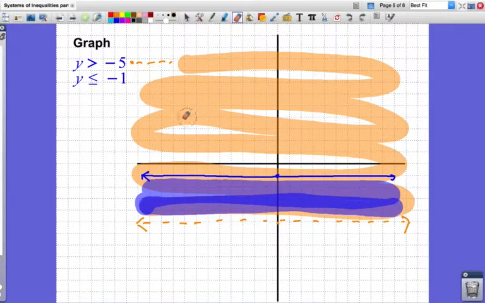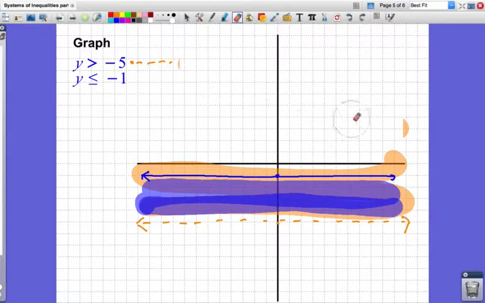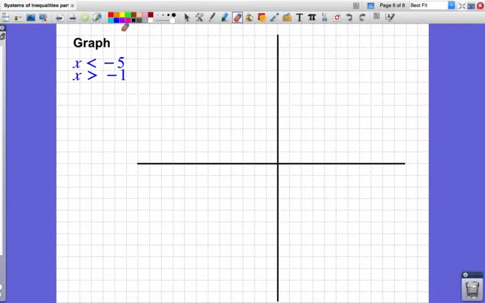Okay, so none of this up here is part of my solution. This is not part of the solution because this is not where the graph overlapped. The only part of my solution is where the graph overlapped, which is this piece right here in the middle, in between them. Because this is where y is greater than negative 5 and y is less than or equal to negative 1.